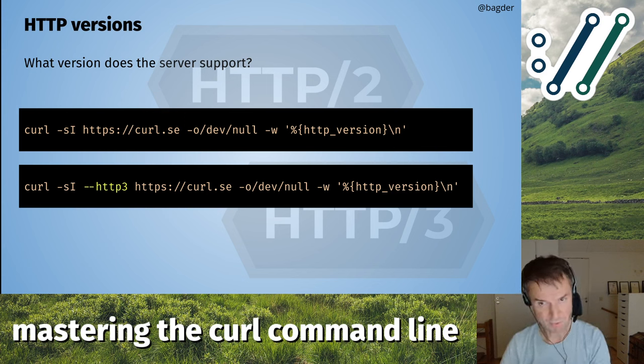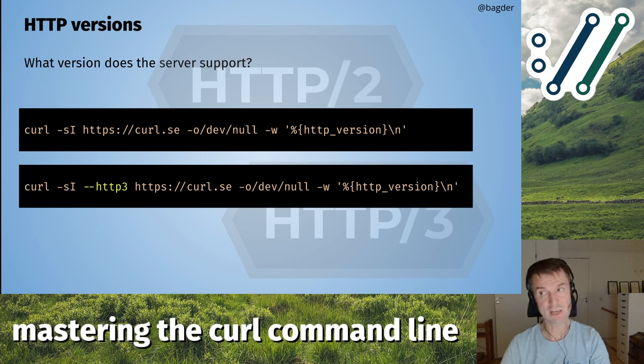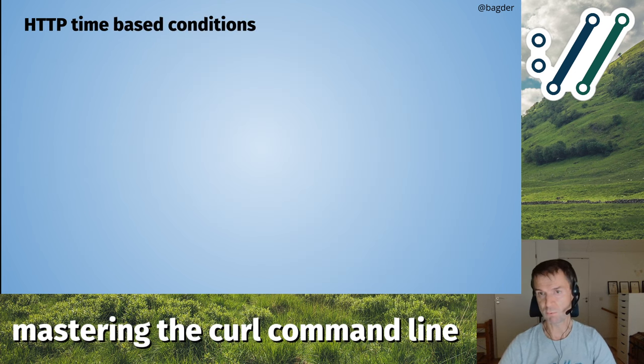And if you happen to run an HTTP3 enabled curl, you can also allow it to try HTTP3, and in this case you will get 1.0, 1.1, 2, or 3, depending on what version this particular server speaks. In this exact case, with the curl.sc server, it supports HTTP3, so it should say 3 if you have a 3 enabled curl. Otherwise, it should say 2 if you have a 2 enabled curl. And if you don't, you really should have. Otherwise, it'll say 1.1.